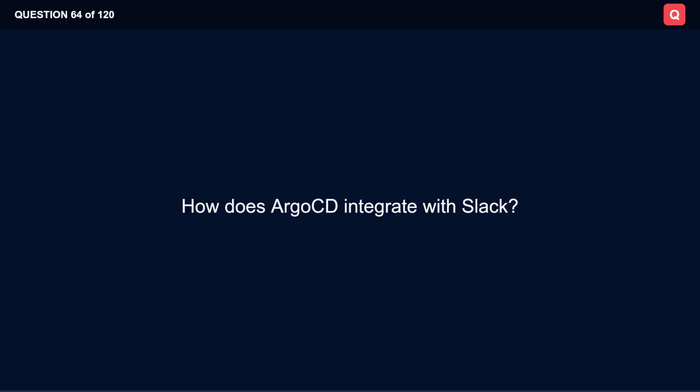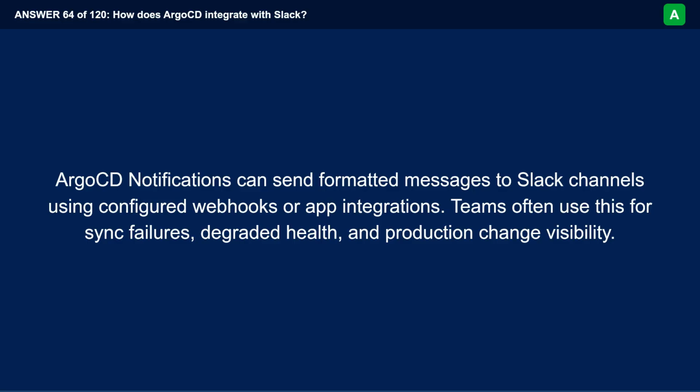How does ArgoCD integrate with Slack? ArgoCD notifications can send formatted messages to Slack channels using configured webhooks or app integrations. Teams often use this for sync failures, degraded health, and production change visibility.